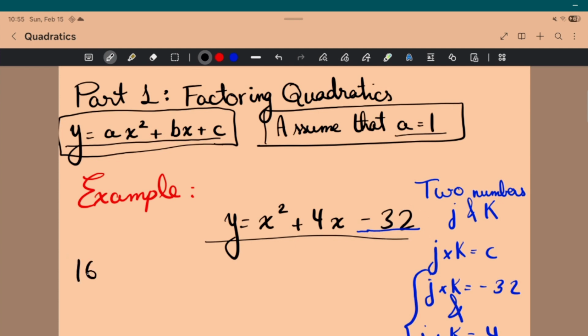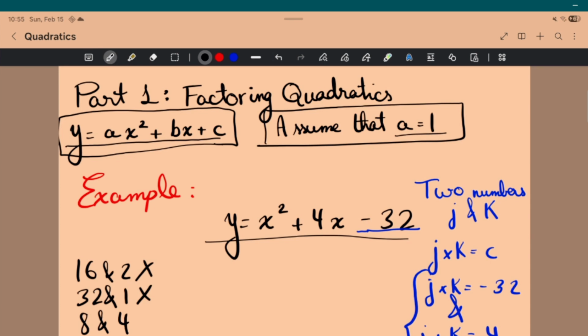So you have 16 and 2. Well, you can see that there's a large gap between 16 and 2, so there's no possible way that, adding them or subtracting them, or perhaps putting one as minus and the other as plus, we're going to get 4. So we can forget about this. In the same fashion, 32 and 1 will not work since there's too big of a gap between them. Well, what about 8 and 4?